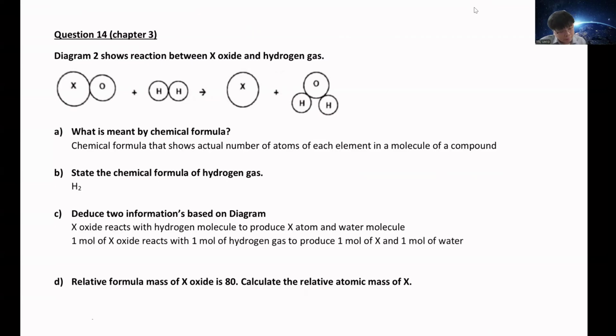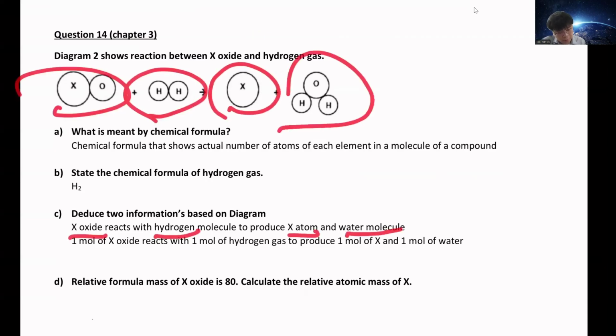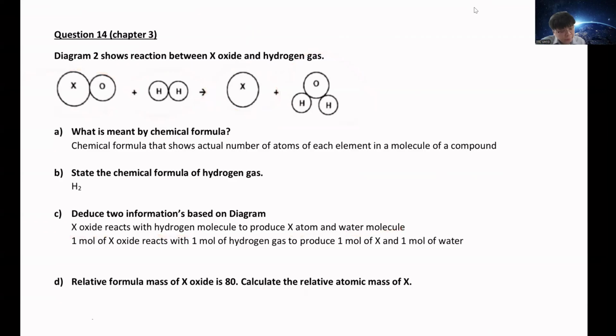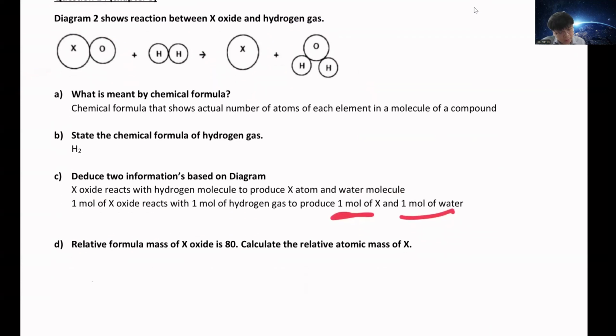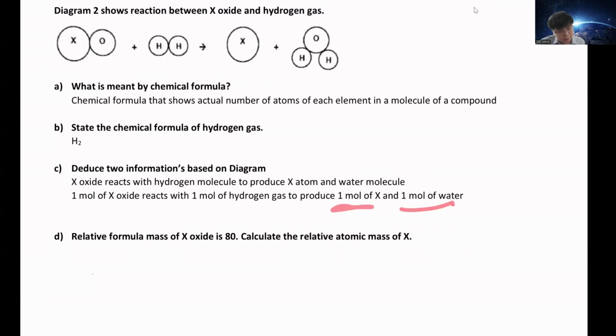First, X oxide reacts with hydrogen to produce X atom and water molecule. Another piece of information: 1 mole X oxide reacts with 1 mole H2 to become 1 mole X and 1 mole water. So the formula mass for X is AT, calculate the relative mass. Because this is XO equals AT, you can see here is XO. We know O is 16, so then we will know X is 64.